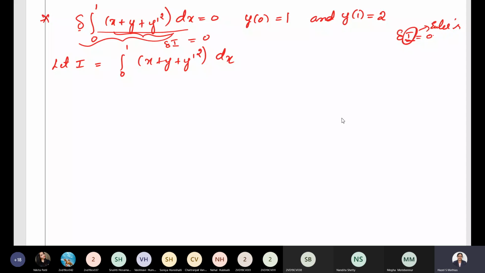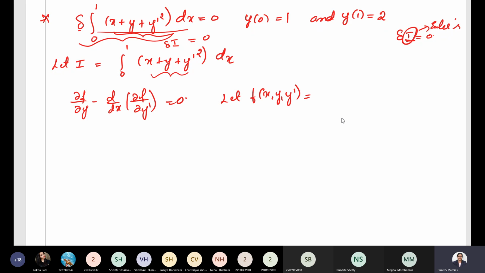So delta I equal to 0 is equivalent to the Euler's equation. What is the Euler's equation? Dou f by dou y minus d by dx of dou f by dou y dash, that is equal to 0. So let's consider a function f of x comma y dash. What is f of x comma y dash? It is x plus y dash square. So this is f of x comma y dash.